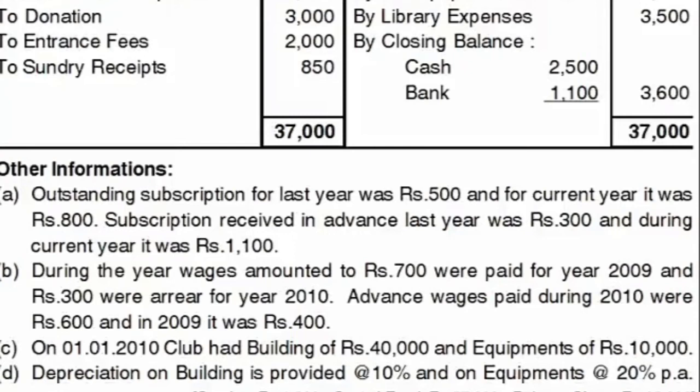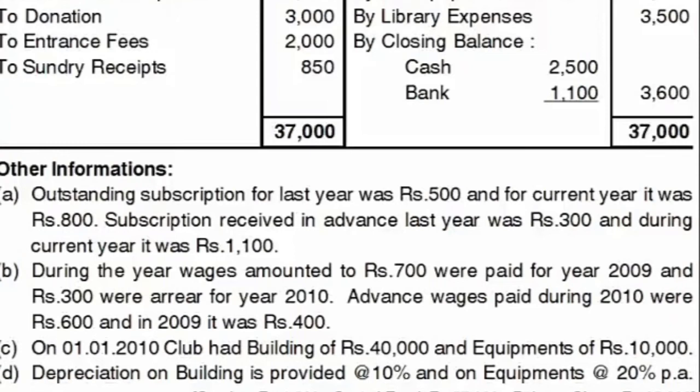2010, and advance wages paid during 2010 were rupees 600 and in 2009 it was rupees 400. In this year, we paid rupees 700 as wages, but this amount belongs to 2009. Indirectly, this is last year outstanding, correct? If it is 2009 or 2008 or 2007, these are last years, right? Our current year is 2010.